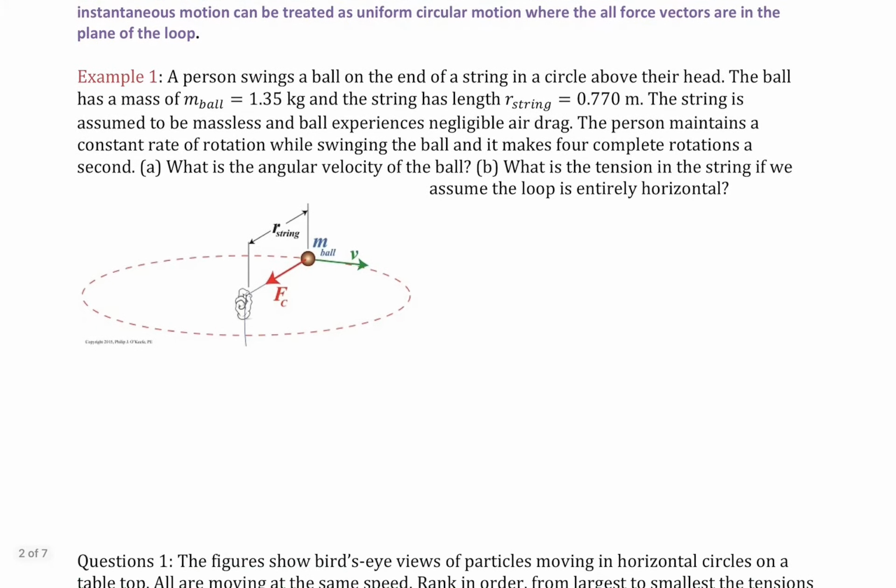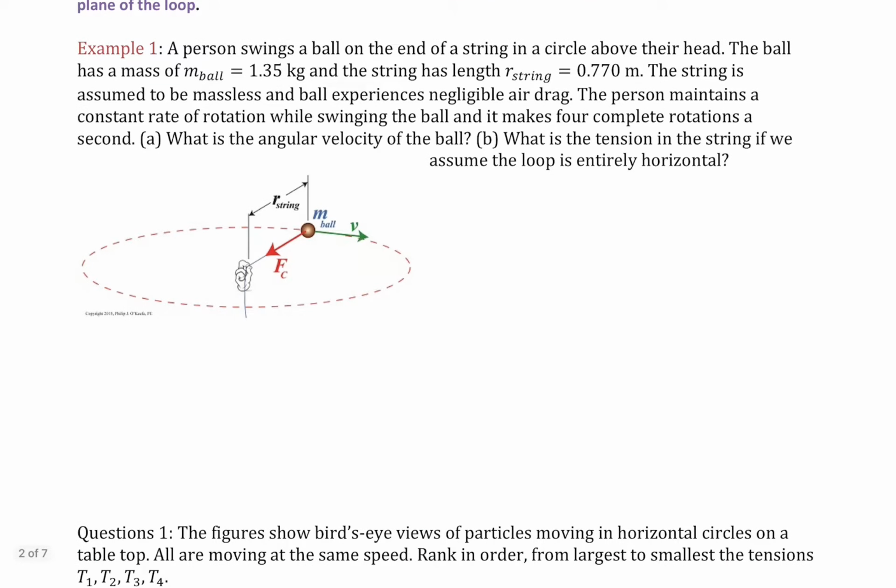So let's do our first rather simple problem. A person swings a ball on the end of a string in a circle above their head. The ball has a given mass and the string has a certain length, so that's the radius. The string is assumed to be massless and the ball experiences negligible air drag, that's important. The person maintains a constant rate of rotation while swinging the ball, so definitely uniform circular motion, and it makes 4 complete rotations a second.